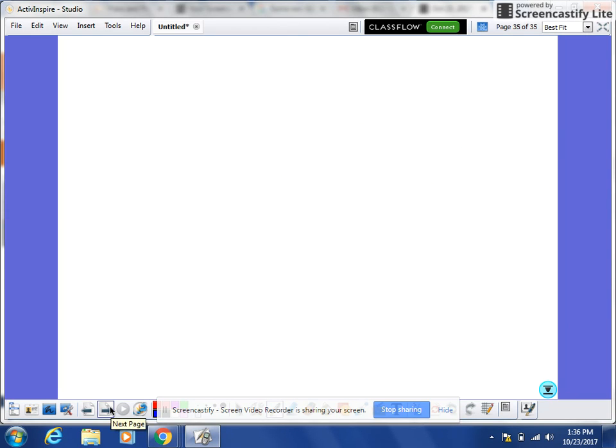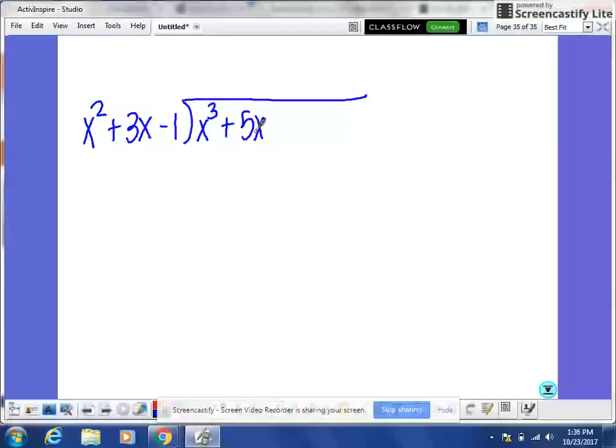All right, let's look at another one. Let's see one with a trinomial out front. So x squared plus 3x minus 1, and we're going to do that into x cubed plus 5x squared plus 5x minus 2.